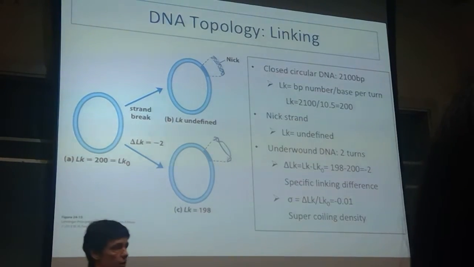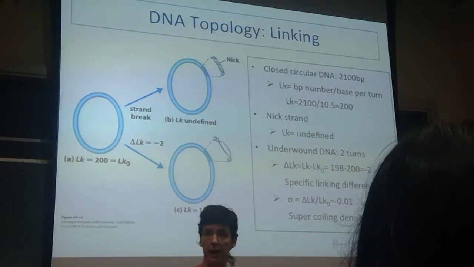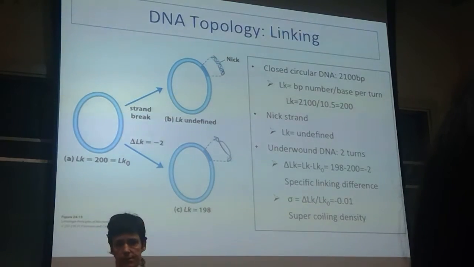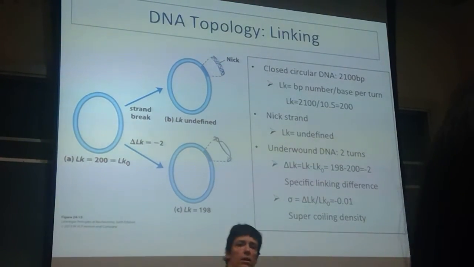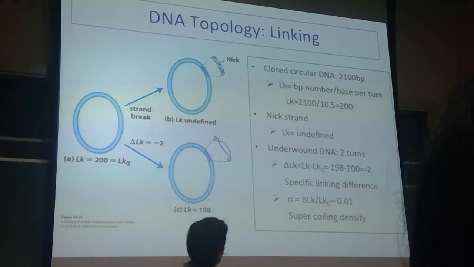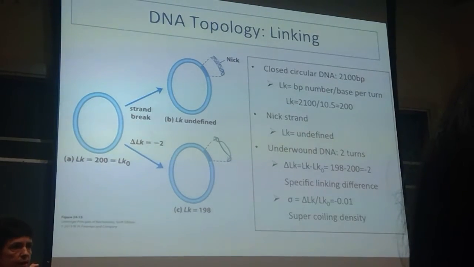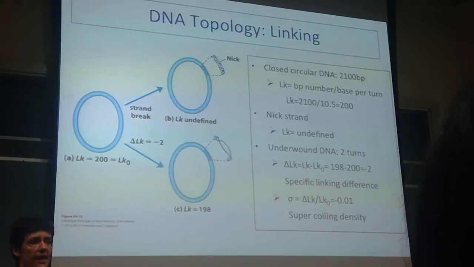Consider a Watson-Crick helix, the B form, which has 10.5 residues per turn. So 2100 divided by 10.5 gives 200. The linking number is 200, meaning one strand goes around the other 200 times. If you cut one of the strands of the double-stranded DNA, you're going to have an undefined Lk.